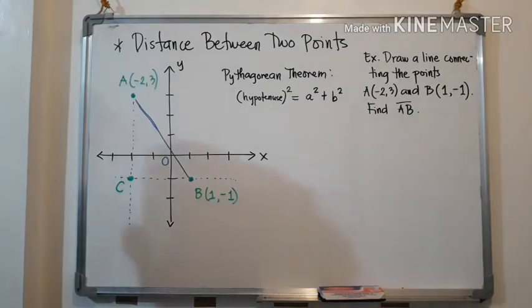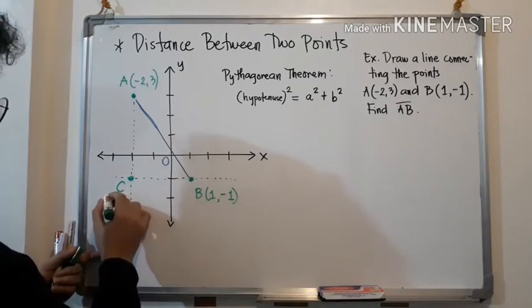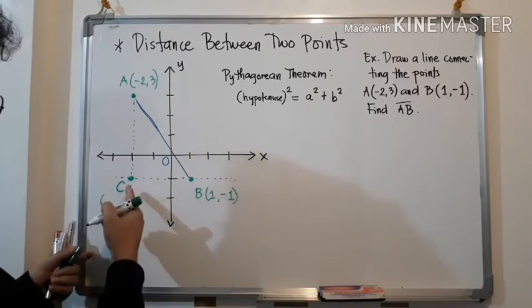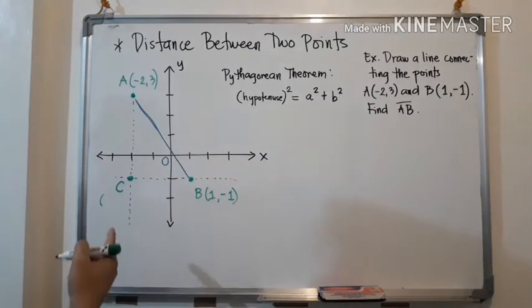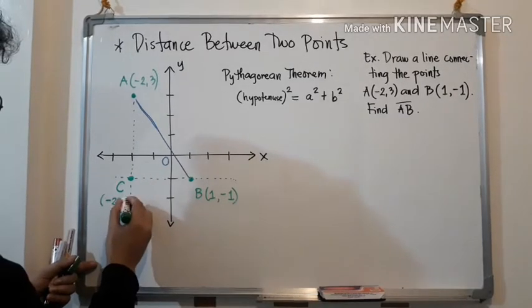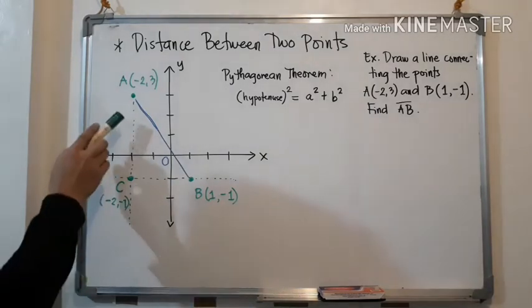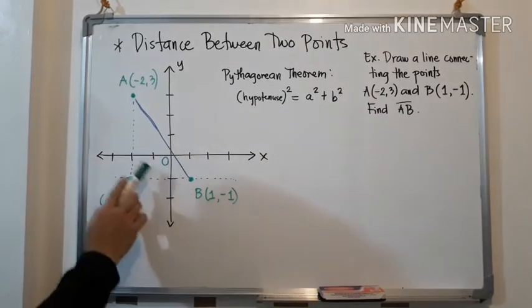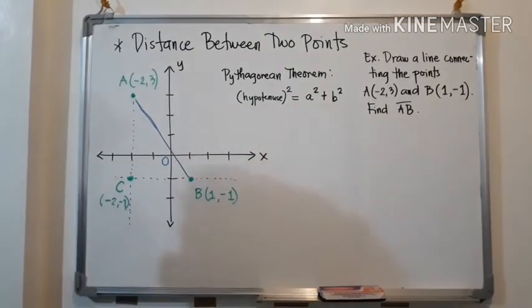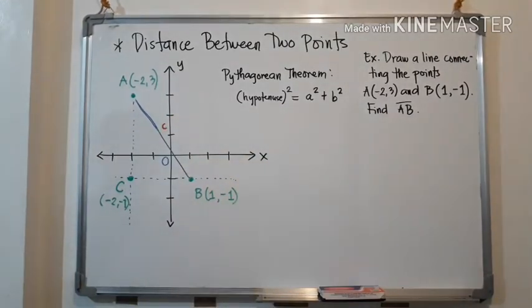Where point C has a rectangular coordinate. What do you think is the rectangular coordinate of point C? It's negative 2, negative 1, because it's in the third quadrant. So this is a right triangle. And so we can use Pythagorean Theorem to solve for the length, or the distance between 2 points A and B.